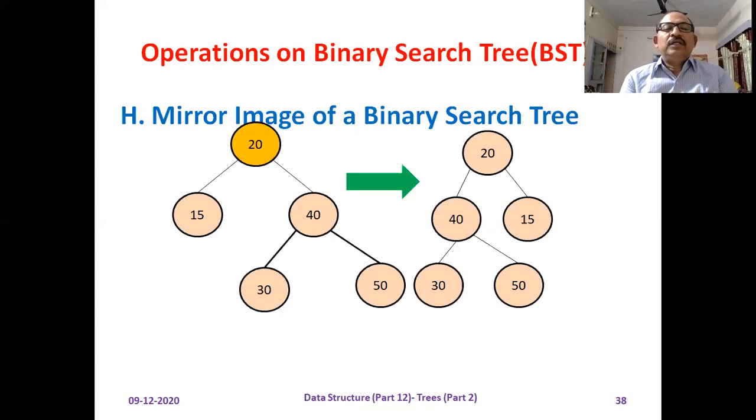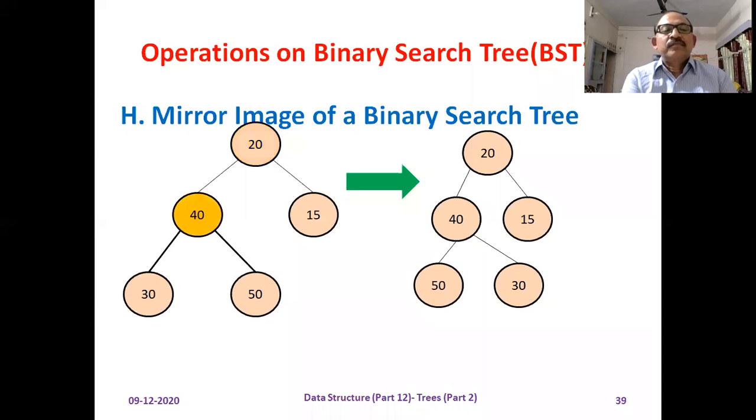Here, the left side of the figure gives a binary search tree, and we want to make a mirror image of this tree. Simply, we change the left subtree to the right subtree and the right subtree to the left subtree. Now you can see node 15 goes in the right direction, becomes the right child, and the right subtree becomes the left subtree. You can see it in the figure. Okay.